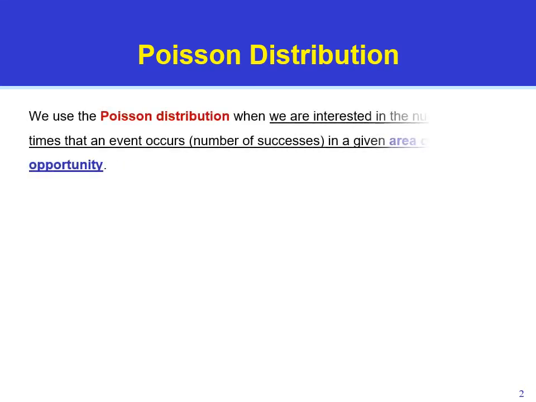Poisson distribution. The next discrete probability distribution that we want to cover and talk about here is called Poisson distribution. Let's see what it is. We use the Poisson distribution when we are interested in the number of times that an event occurs, the number of successes, in a given area of opportunity.